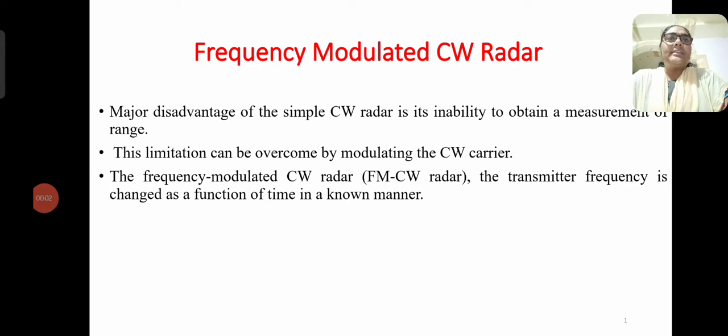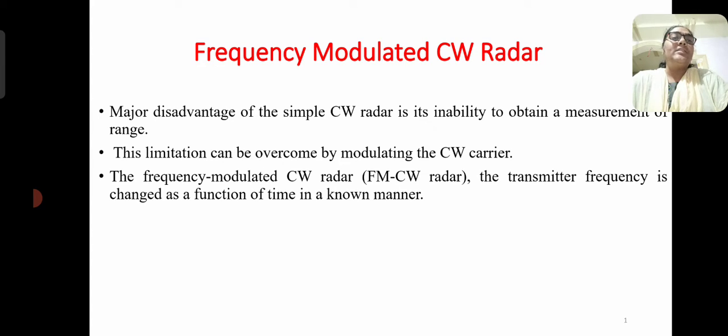Today we are going to discuss frequency modulated CW radar. The major disadvantage of simple CW radar is its inability to obtain a measure of range, because in CW radar we are continuously sending the signal, so we don't know when the echo is coming for the transmitted signal. This limitation can be overcome by modulating the CW carrier. So the frequency modulation technique is introduced.